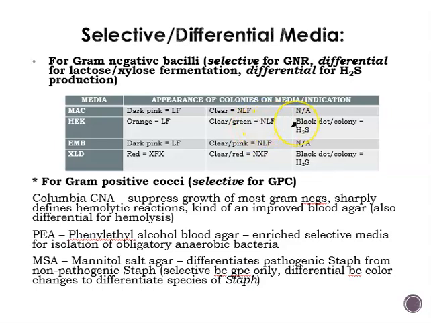Hektoen and XLD have the hydrogen sulfide indicator in them, which shows up as a black dot. Either the whole colony will turn black, or you'll see a black dot within the colony. Salmonella is a hydrogen sulfide producer. Shigella, which is another stool pathogen, does not. So when we're looking at Hektoen and XLD plates, we're looking for non-lactose fermenters, either with or without the hydrogen sulfide production.